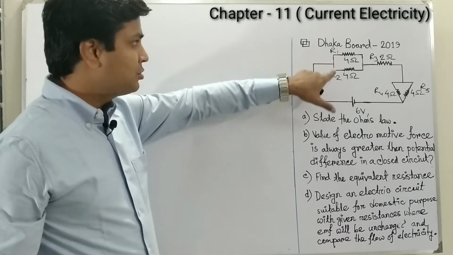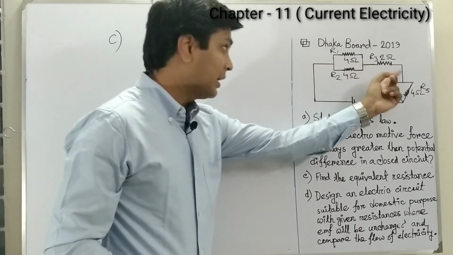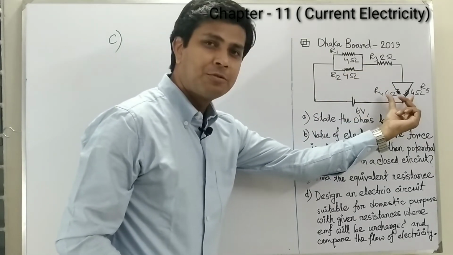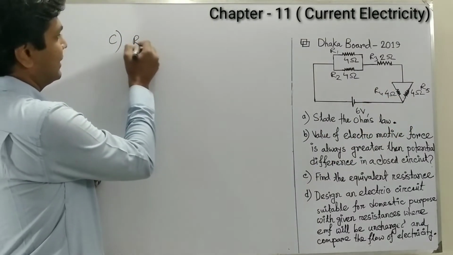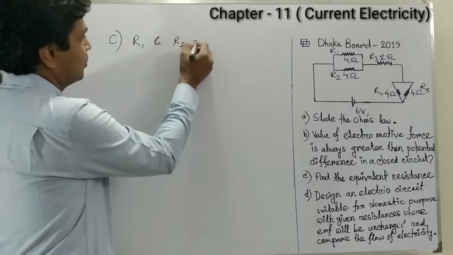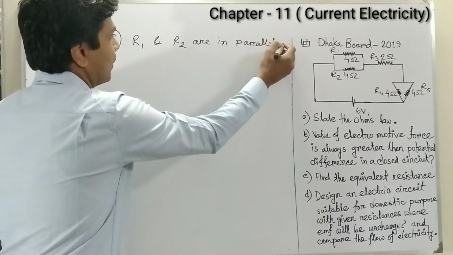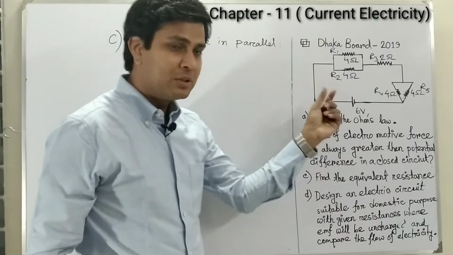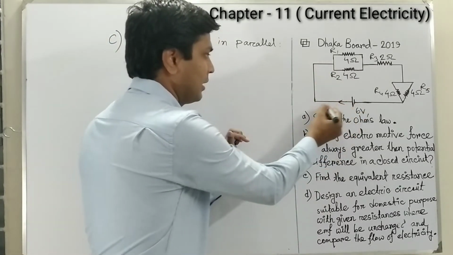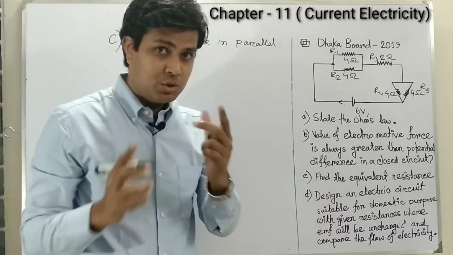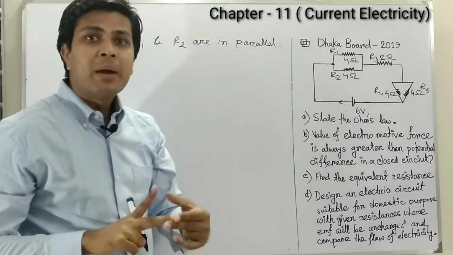Here you can see that two resistances R1 and R2 are in a parallel circuit. Similarly, here R5 and R4 are in a parallel circuit. So we can write that R1 and R2 are in parallel. Why are R1 and R2 parallel? Because here the current is divided. That means when current comes to that point, it will get two ways to flow. So those two resistances are in a parallel circuit.